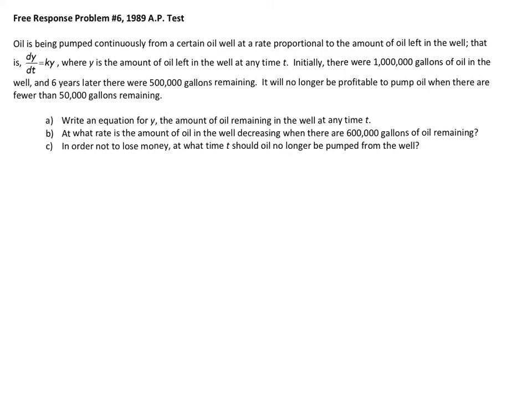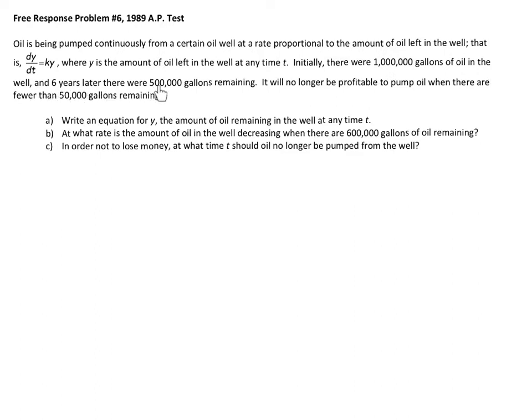All right, I'm going to show you the famous oil problem from the 1989 AP tests, problem number 6. It says that oil is being pumped continuously from a certain oil well at a rate proportional to the amount of oil left in the well. Here they gave you the rate: dy/dt is proportional to the amount of oil left, which is y. So y is the amount of oil left in the well at any time t. Initially, there are 1 million gallons of oil in the well.